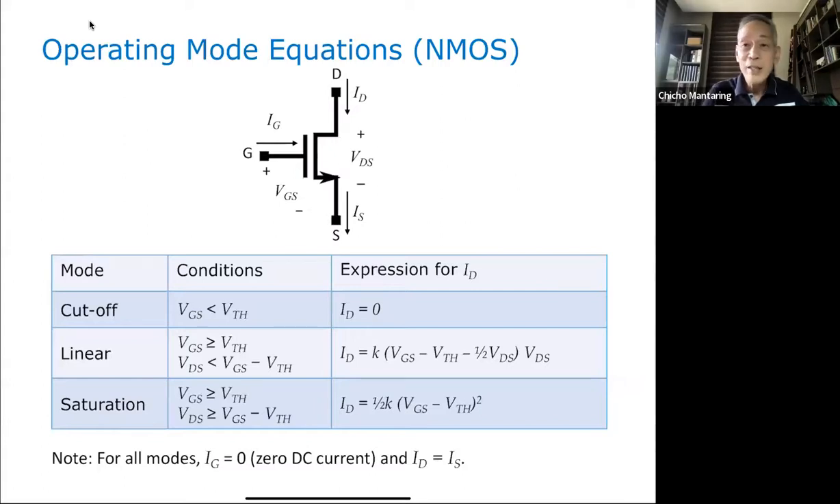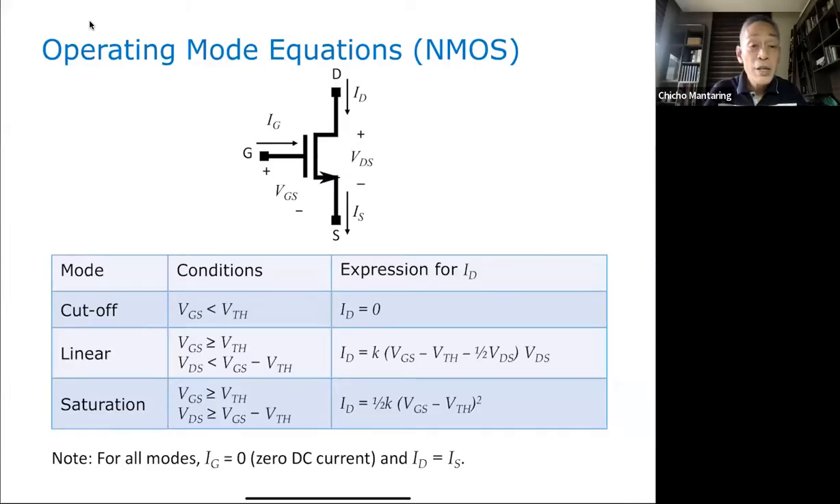So if you're interested in the derivation, this appears in the textbooks, in the references that we mentioned. So you can look it up. What's important is the expression or the model. So when your MOS is cut off, that is when VGS is less than VTH, your drain current is equal to 0.